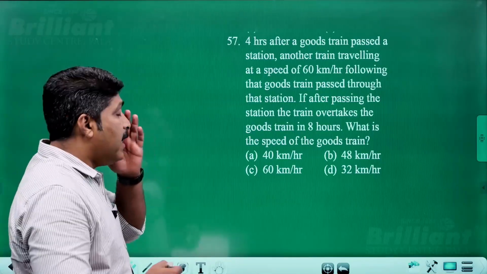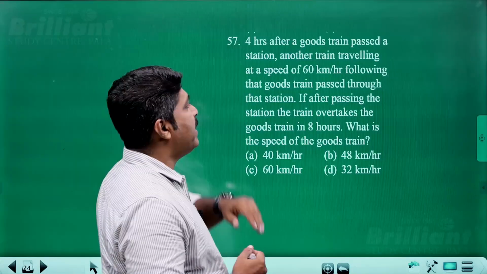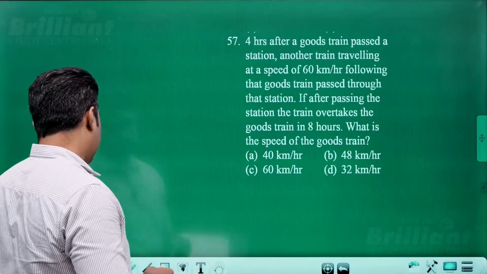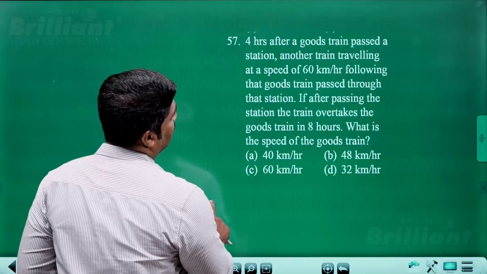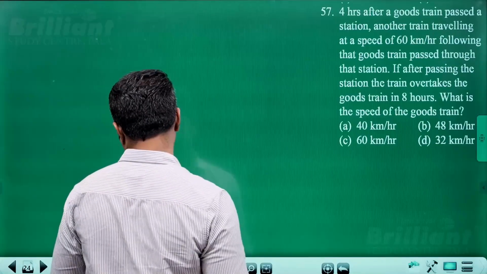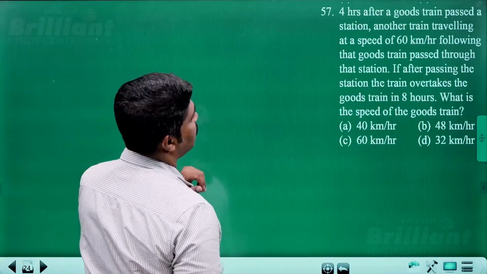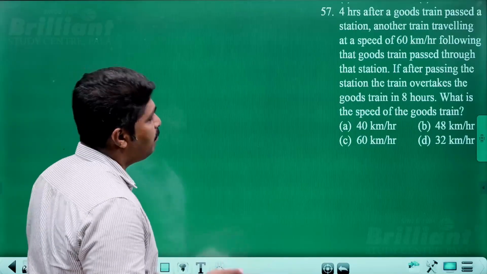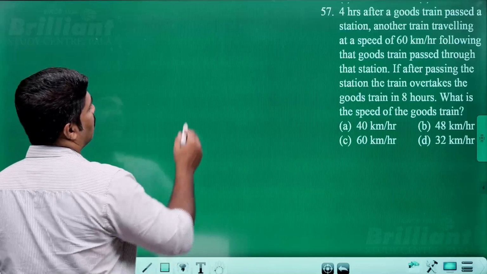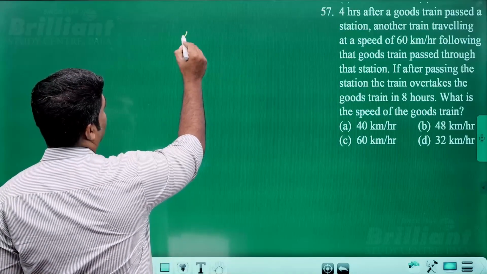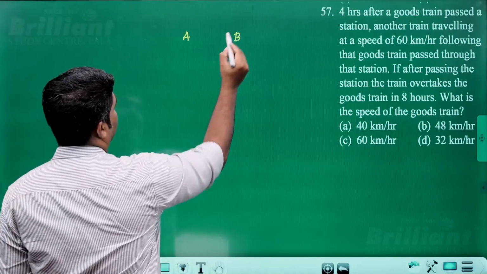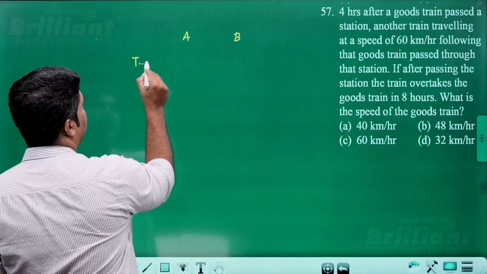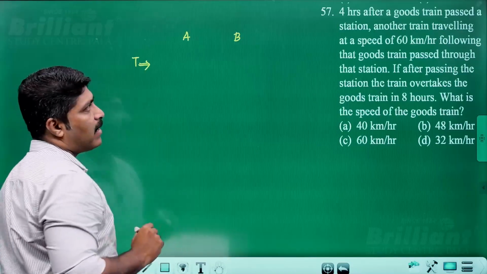Good. Here we just consider the time taken by both the trains for covering a constant distance. How to consider it? Here, these two trains: the first train we can name as A, and the second train, that is B. First we are thinking about the time taken. So here A and B. So what is the time taken for covering a constant distance?